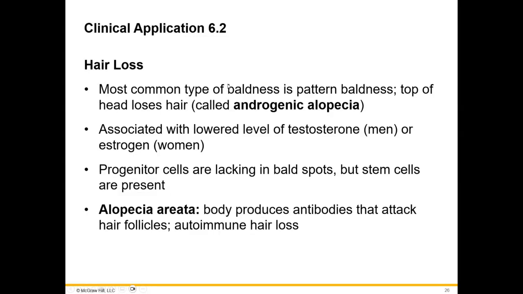Okay, hair loss. This is one of the things many people are concerned about, and a lot of people do lose more hair as they get older. The most common type of baldness is pattern baldness. The top of the head loses the hair, and this is called androgenic alopecia. It's associated with lowered levels of testosterone in men or lower levels of estrogen in women. Progenitor cells tend to be lacking in the bald spots, but stem cells are still present there. Another type is alopecia areata, where the body produces antibodies that attack the hair follicles. So this is an autoimmune hair loss.